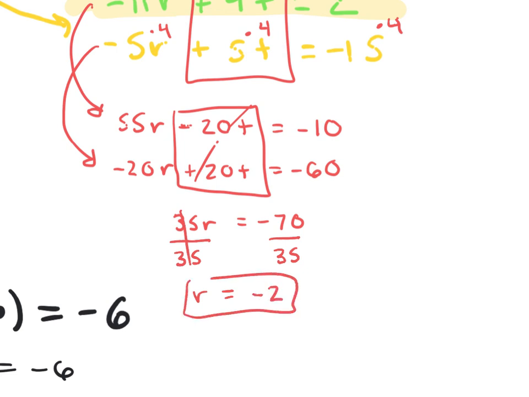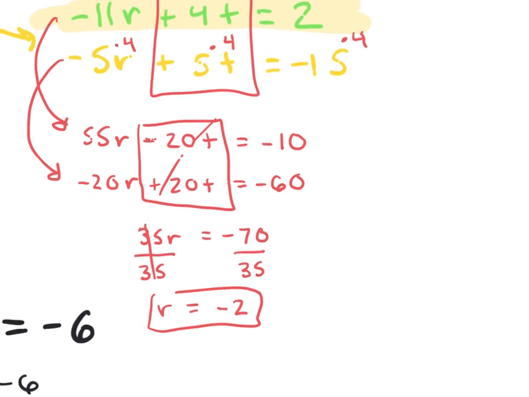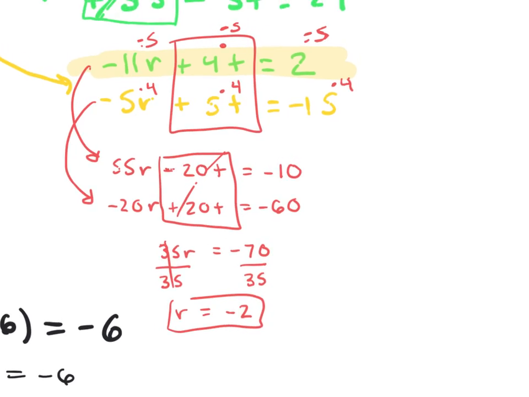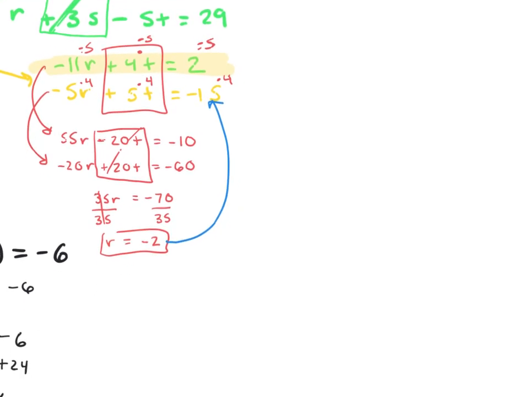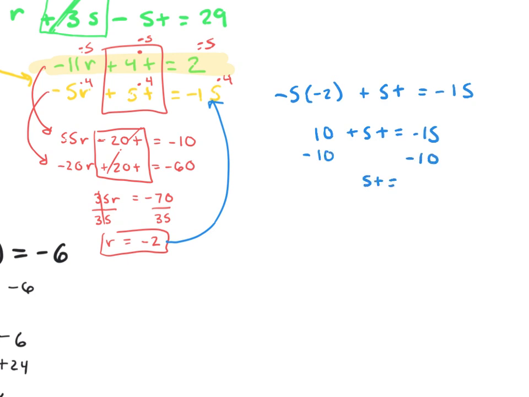Okay, what do we do with the R? Perfect. Let's plug it into the yellow one. So we have negative 5 times R, which is negative 2, plus 5t is equal to negative 15. Multiply, so this would be 10 plus 5t is equal to negative 15. Subtract, 5t is equal to negative 25. Divide. What did you guys get for t? Negative 5.